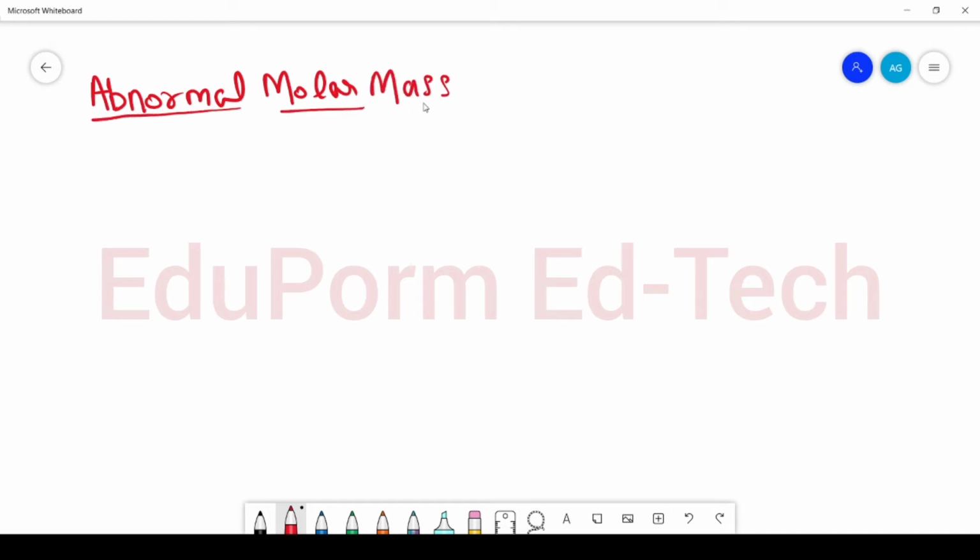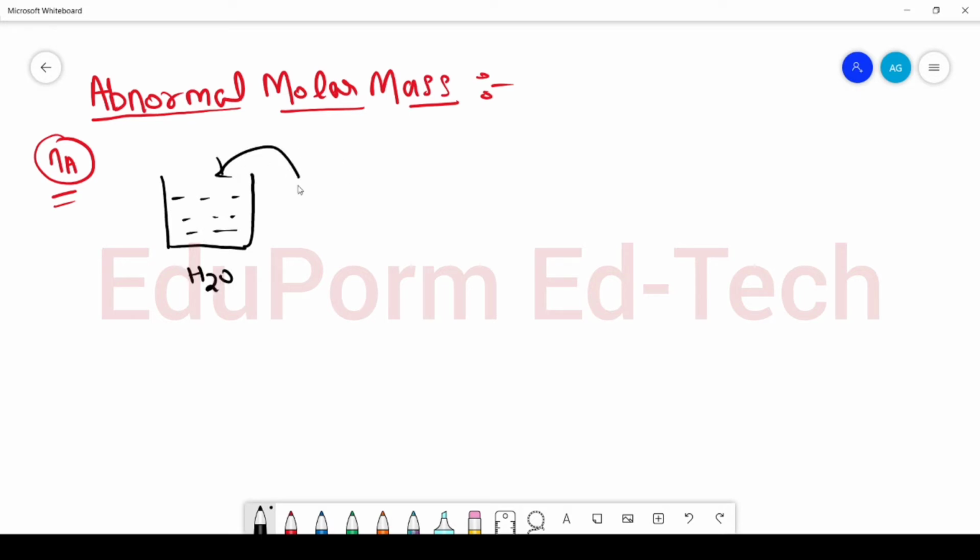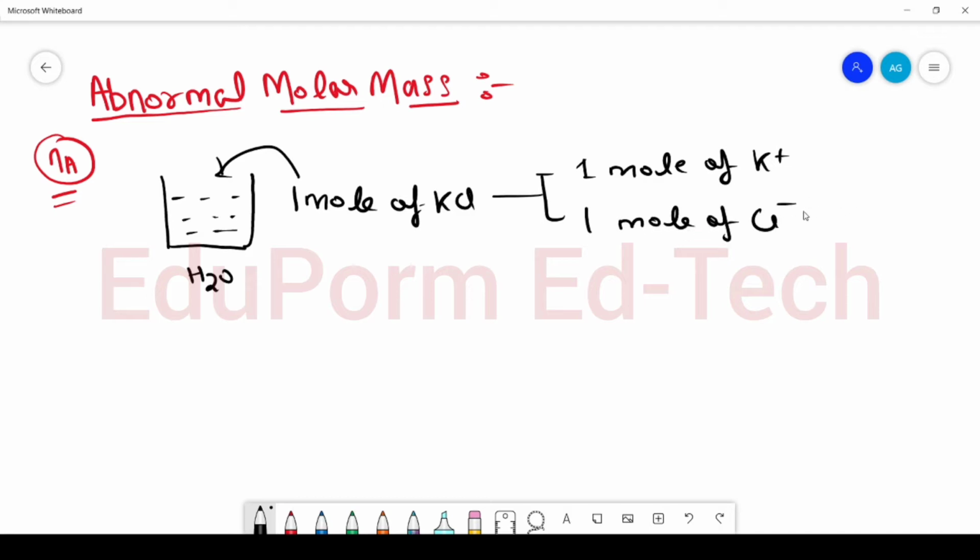In colligative properties, we discussed that colligative properties are the properties which are dependent on the number of moles of solute and independent of the rest of the properties. Let me give you two examples. Let's say this is water, and to this water solvent I am adding 1 mole of KCl. This 1 mole of KCl will give me 1 mole of K+ and 1 mole of Cl-. That means when I added 1 mole of the solute, it gave me 2 moles.